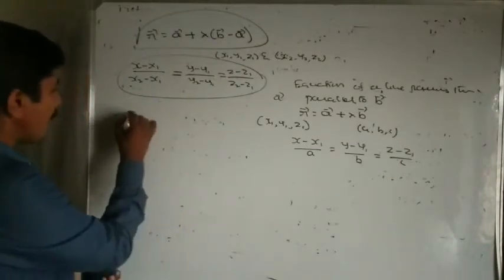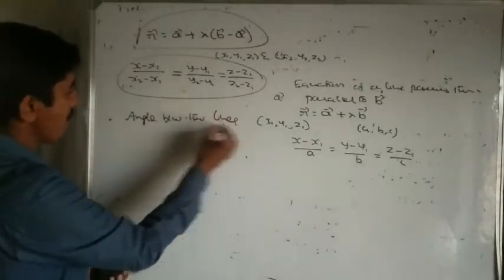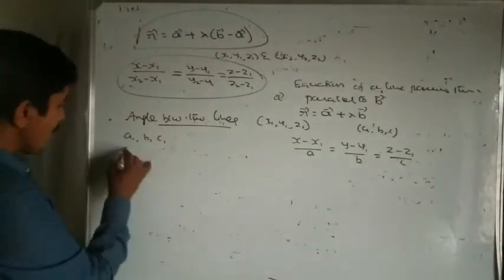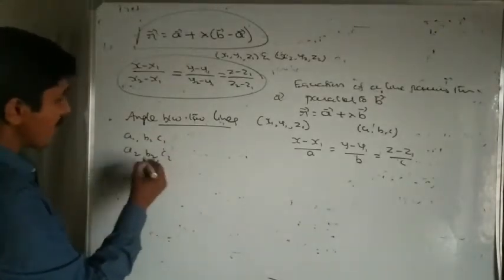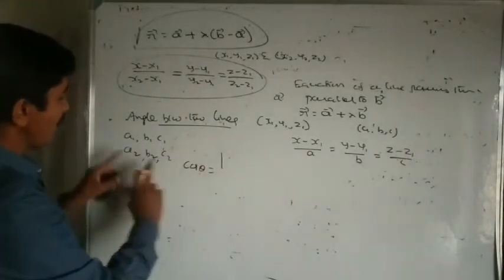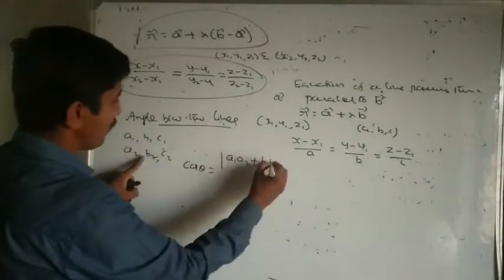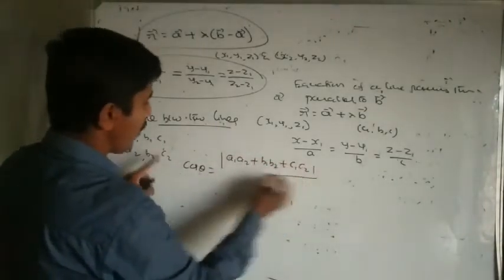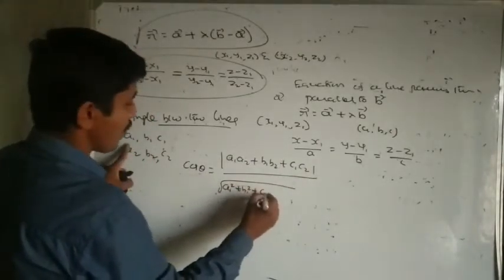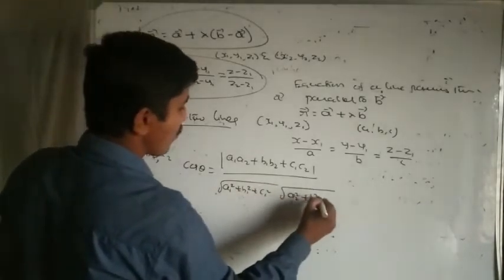Next, angle between two lines. A1, B1, C1 are the direction ratios of the first line. A2, B2, C2 are the direction ratios of the second line. Then cos theta equals modulus of A1 into A2 plus B1 into B2 plus C1 into C2 divided by root of A1 square plus B1 square plus C1 square into root of A2 square plus B2 square plus C2 square.